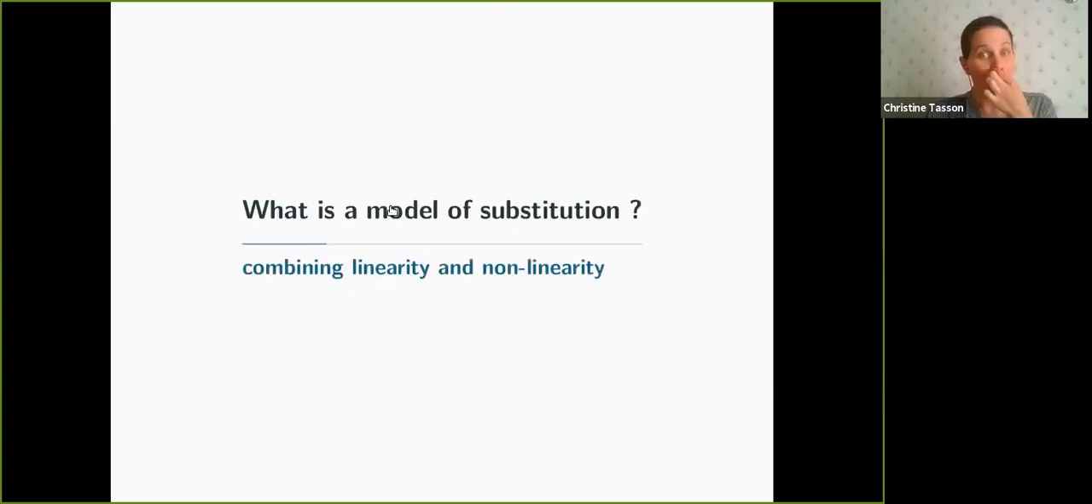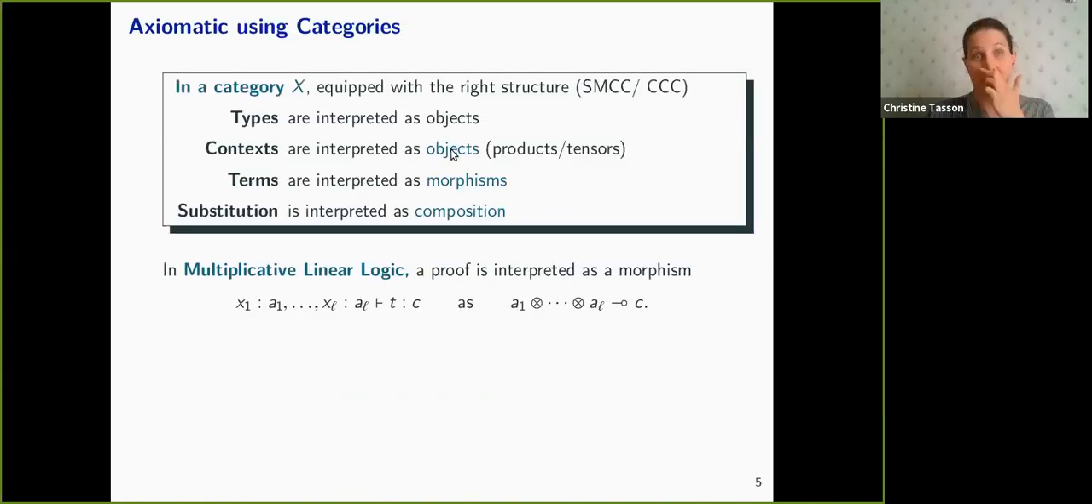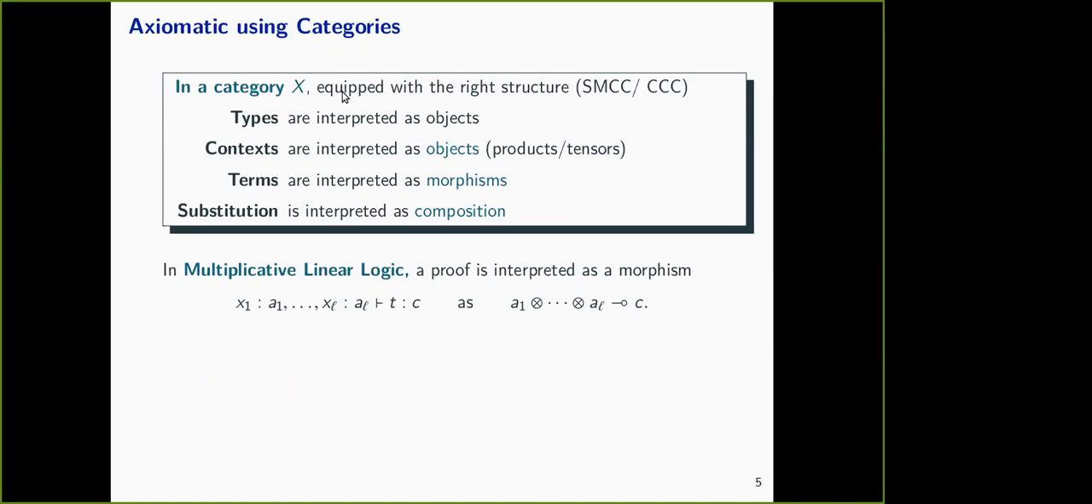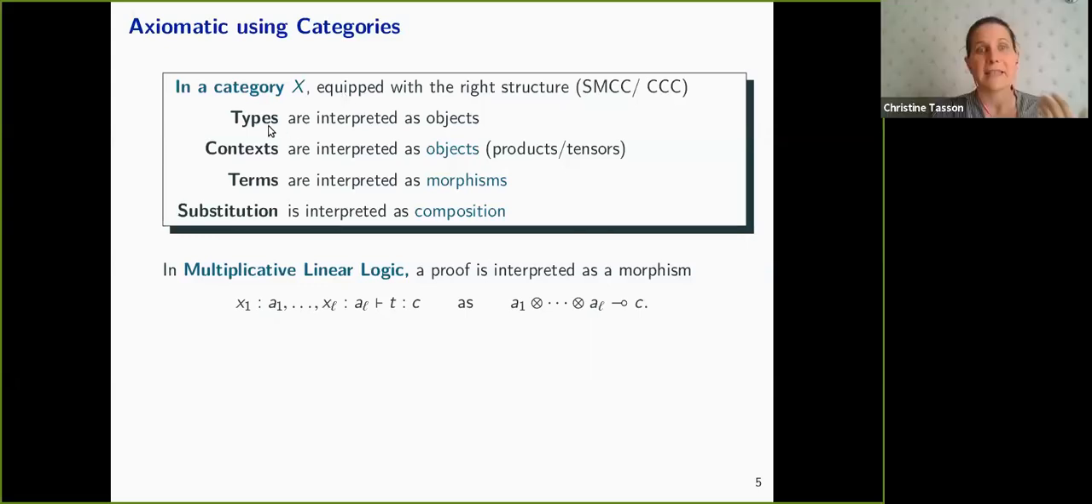Okay, so now what I want to understand is what is a model of a substitution which combines this linearity and non-linearity. The standard approach is to use a categorical axiomatization. So we take a category which is equipped with the right structure, either a symmetric monoidal closed structure or a Cartesian closed structure. And types are interpreted as objects. To interpret contexts, we will take the interpretation of types and put them together using either the product or the tensor. And terms are interpreted as morphisms, substitution is using the composition, and so on.